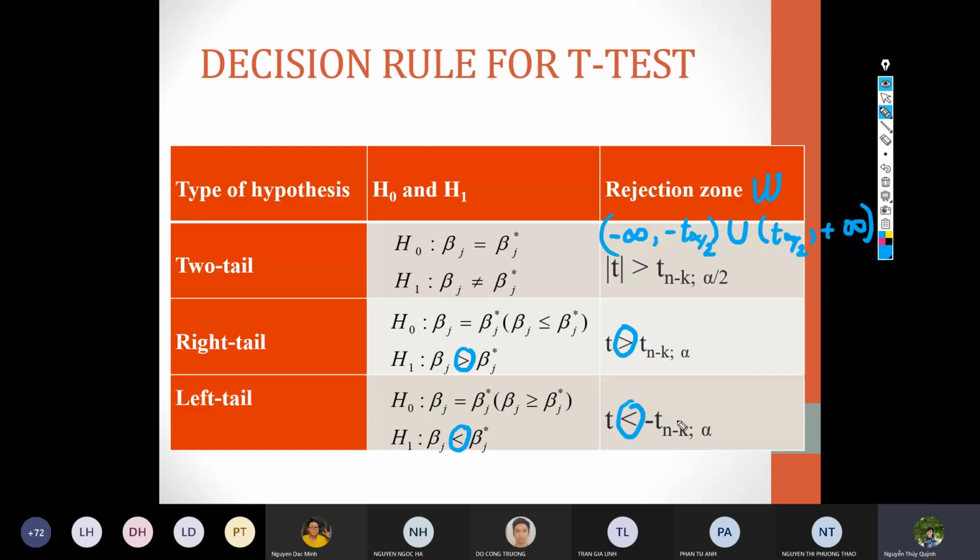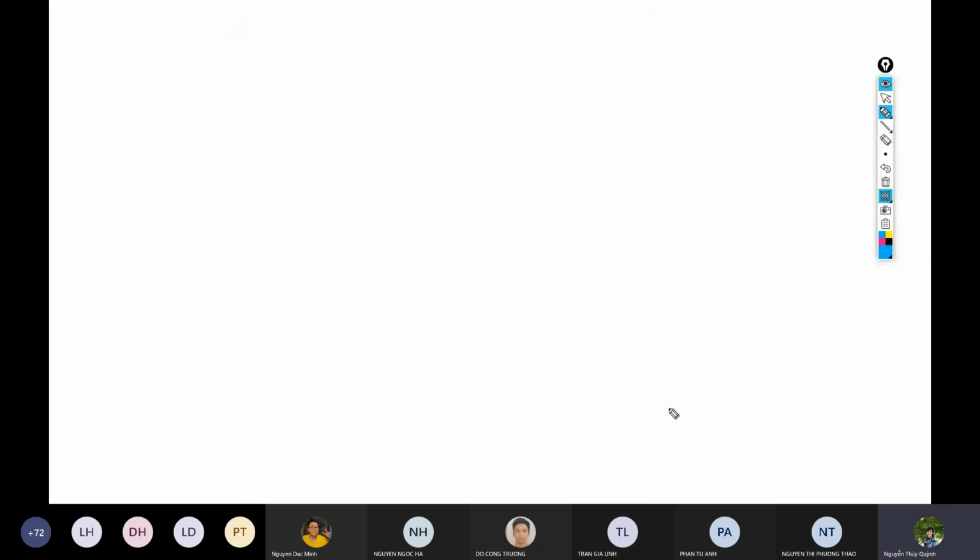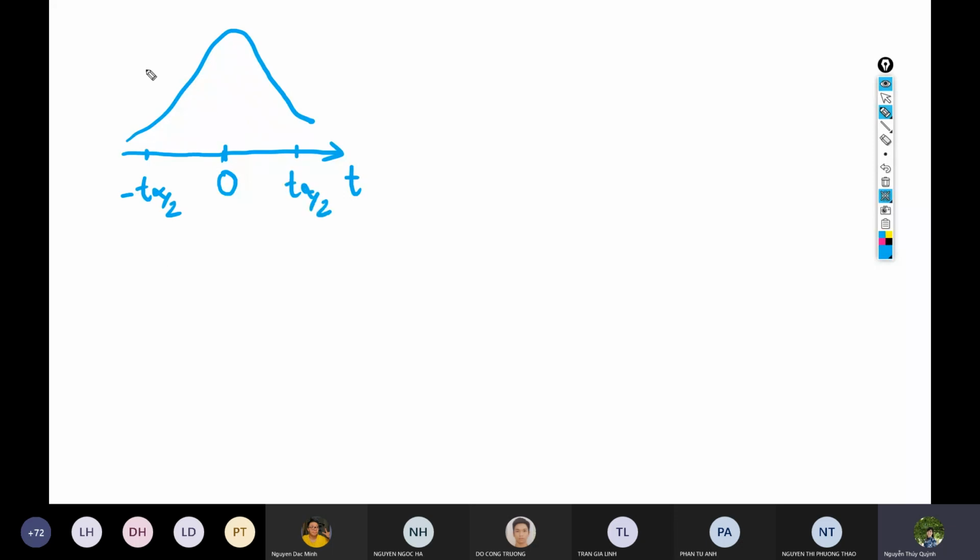Now, why do we have positive and negative here? Look at this. Look at the region of acceptance and the region of rejection. This is for the two-sided test, for example. This one is the observed value of t, this one is the expected value of t, this one is minus t alpha divided by 2, and this one is t alpha divided by 2.